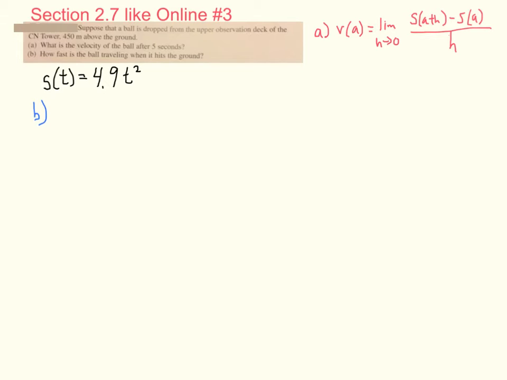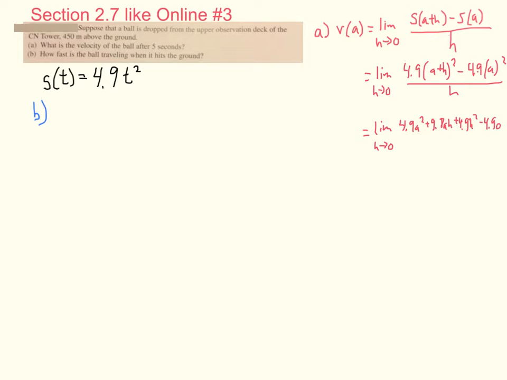So in a general way, we have the limit as h approaches 0 of 4.9 times a plus h squared minus 4.9 a squared over h, and multiplying out on the top, we're going to get 4.9a squared plus 9.8ah plus 4.9h squared minus 4.9a squared, again all over h.